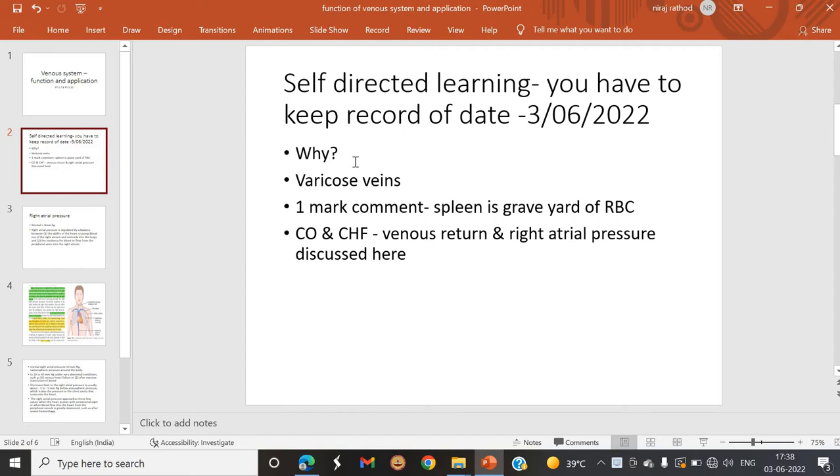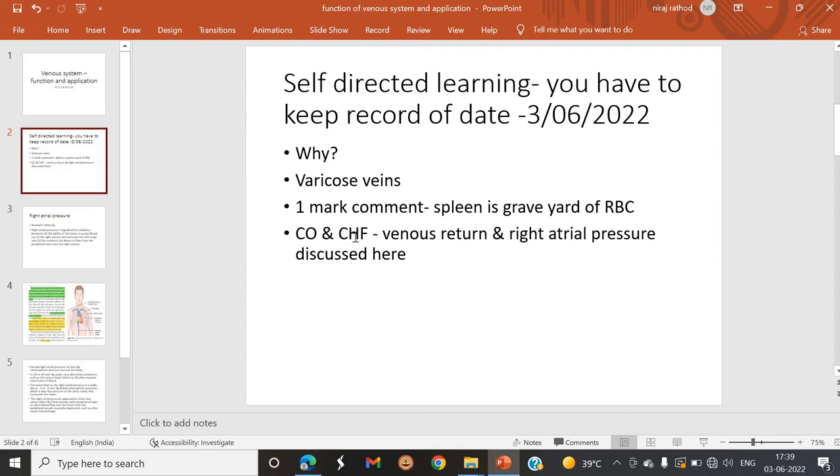Why? Because when you understand the venous system, you will understand the concept of varicose vein. There is also a 1 mark comment which is asked in past, which is spleen is a graveyard of RBC. Then you will understand the basic concept, cardiac output and congestive heart failure. These are like full questions.